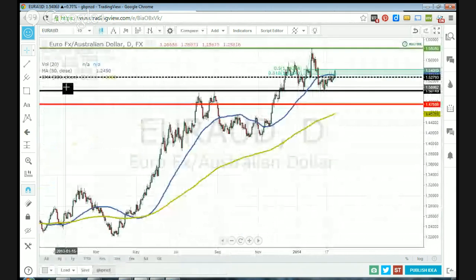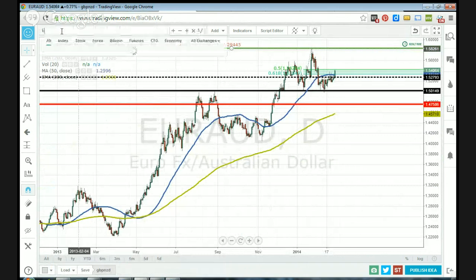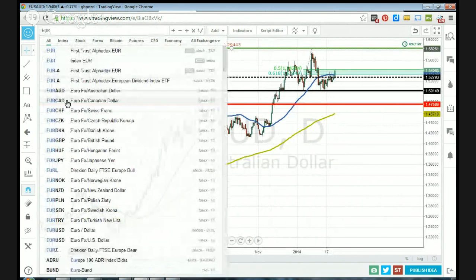This keeps rallying, so nothing really. The ideal time would have been to buy here. But I haven't gotten a pullback yet, so not going to chase that.